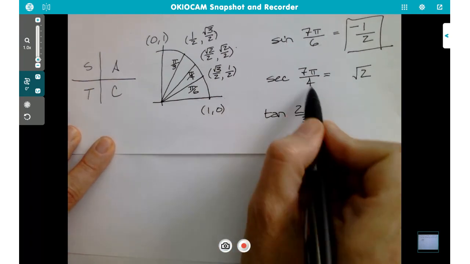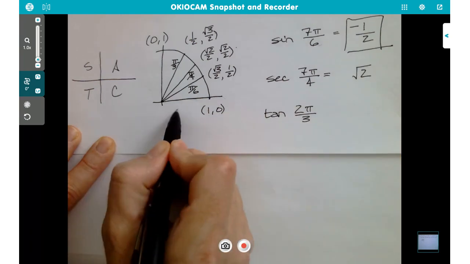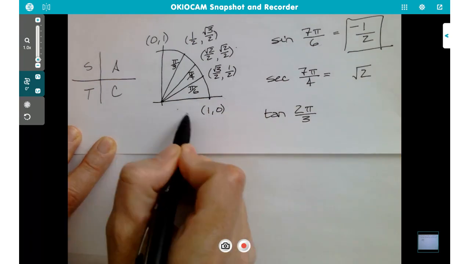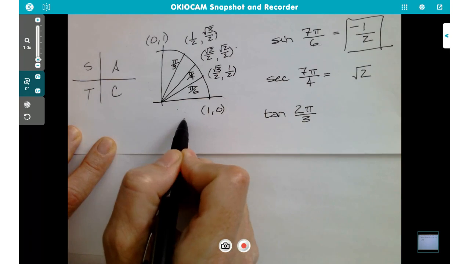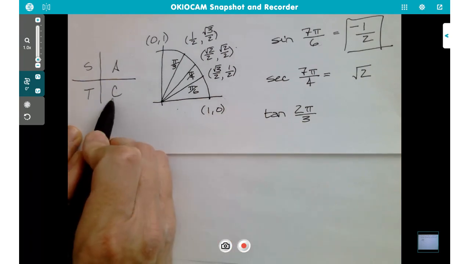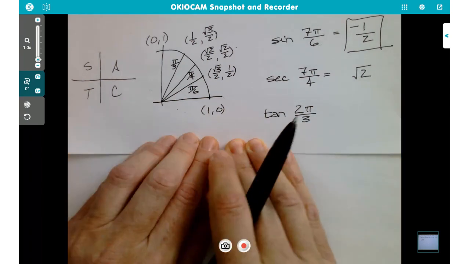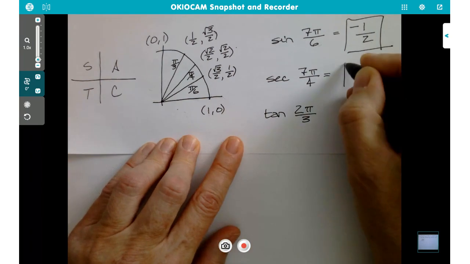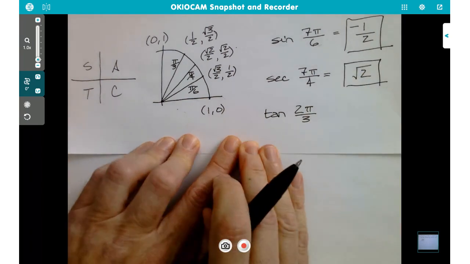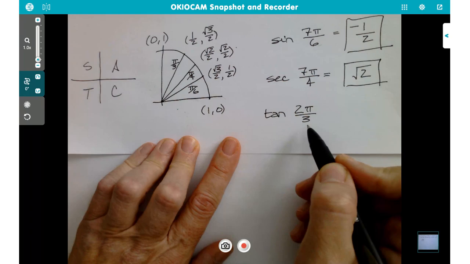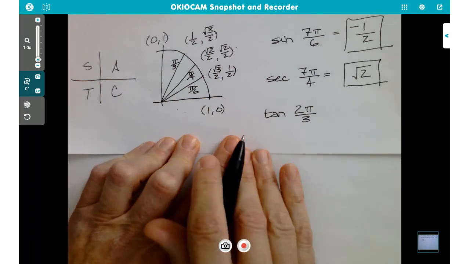7 pi over 4, 7/4 is not quite 2. So I'm in quadrant 4. 7 pi over 4 is in quadrant 4. In quadrant 4, cosines and therefore secants are positive. Oh, so we're done. I'm in quadrant 4. Cosines and secants are positive. I already had the number. There we go. Tangent of 2 pi over 3.